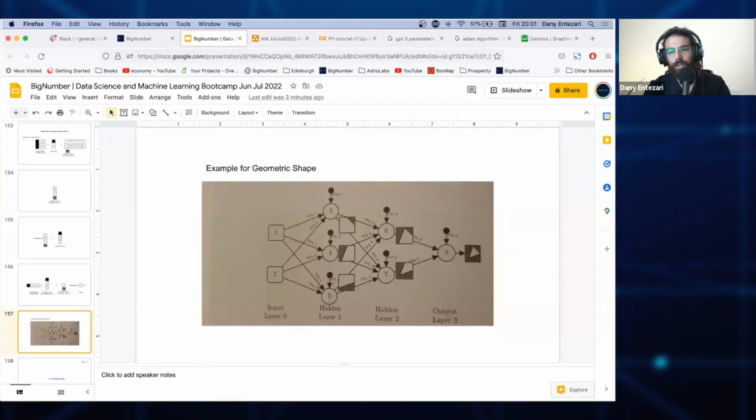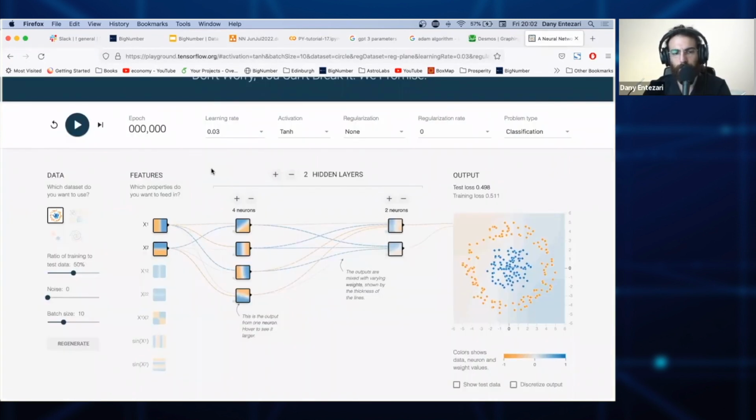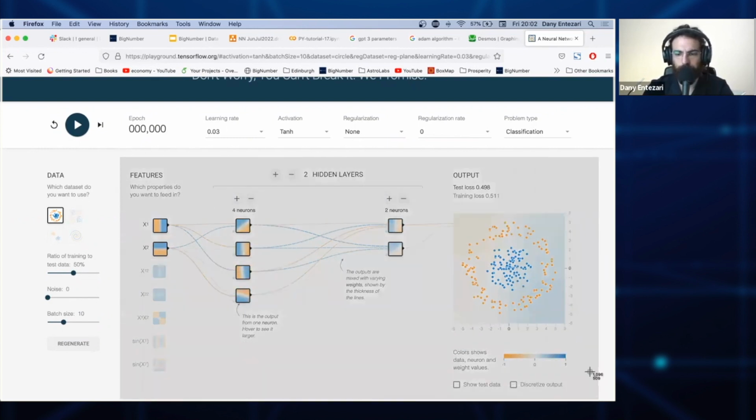Now, before I take you to sigmoid, let me actually take you to the playground.TensorFlow, so you can see why you would use other activation functions. Let me tell you what we're looking at here. First, this is the neural network. This entire section.